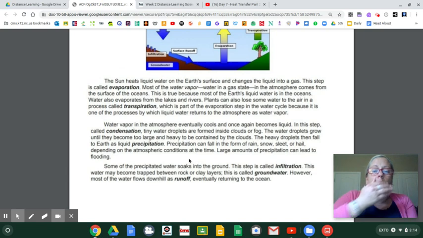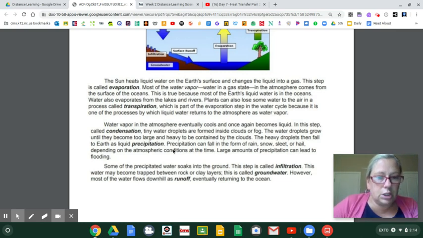Water vapor in the atmosphere eventually cools and once again becomes liquid. And this step is called condensation. In the cool condensation cloud, tiny water droplets are formed inside clouds or fog. The water droplets grow until they become too large, and it says heavy, to be contained by the clouds.